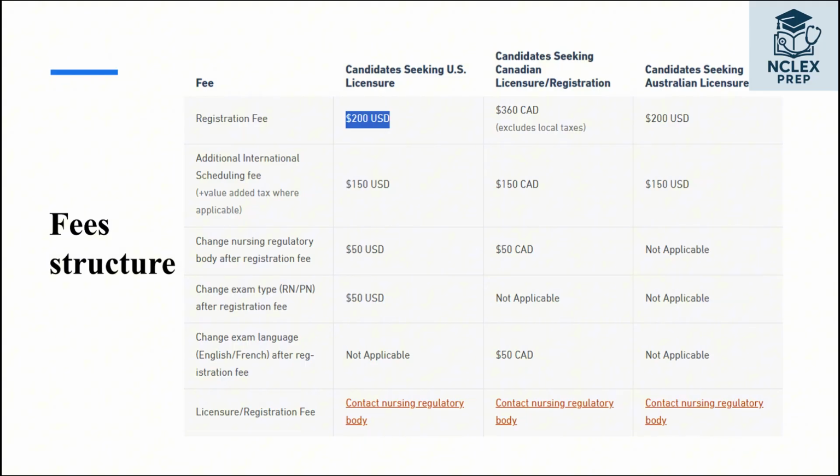So if the language is a problem and you want to change your language, like if you are a Canadian resident and you want to give the exam in French language, then you need to pay an extra Canadian $50 to change the language of the test. That's it. There are no language changing fees in the US as well as Australia.